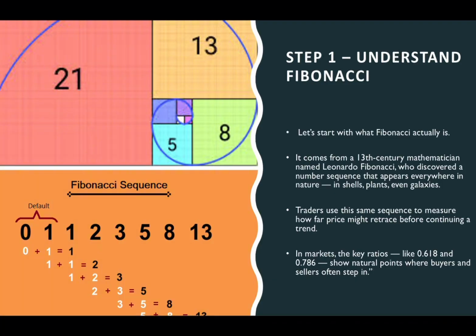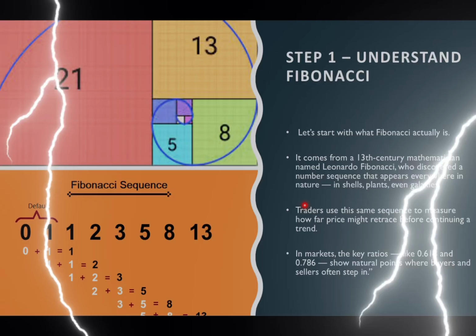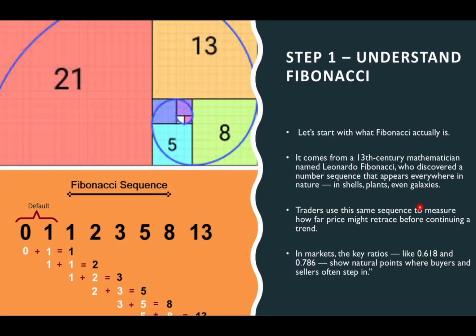It comes from a 13th century mathematician named Leonardo Fibonacci, who discovered a number sequence that appears everywhere in nature, in shells, plants, even galaxies, like I said. Traders use this same sequence to measure how far price might retrace before continuing a trend. In markets, the key ratios like the 0.618 and the 0.786 show natural points where buyers and sellers often step in. So the Fibonacci is basically a sequence in the universe, where whatever goes up must come down and whatever adds must multiply.